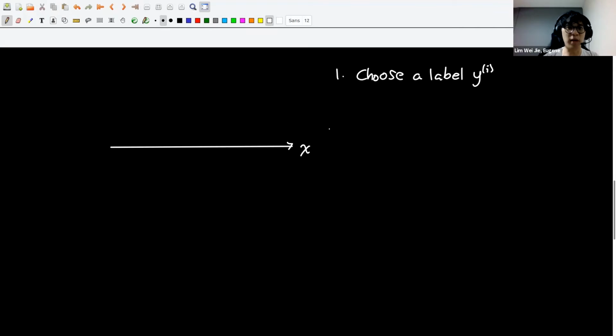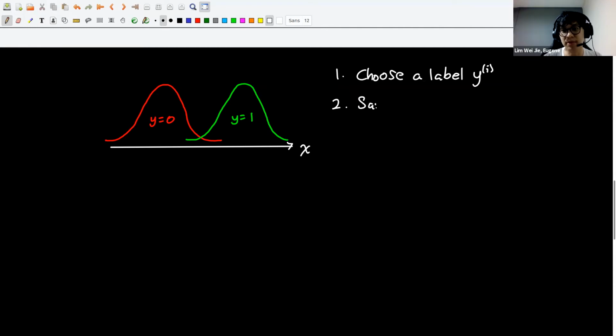Now, if we choose a label y equals 0, what we are going to do is to sample from a distribution. This is the assumption we make here for the generative process, that we are going to sample from a Gaussian distribution. So this is where y equals 0. Similarly, if you choose y equals 1, we're going to sample from a different Gaussian distribution. This time around, it could be this Gaussian distribution here, where y equals 1. In other words, the second step is to sample xi using the normal distributions.